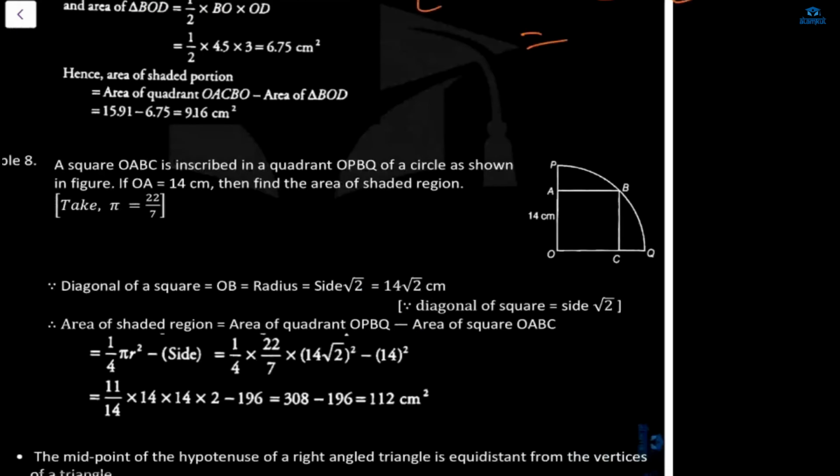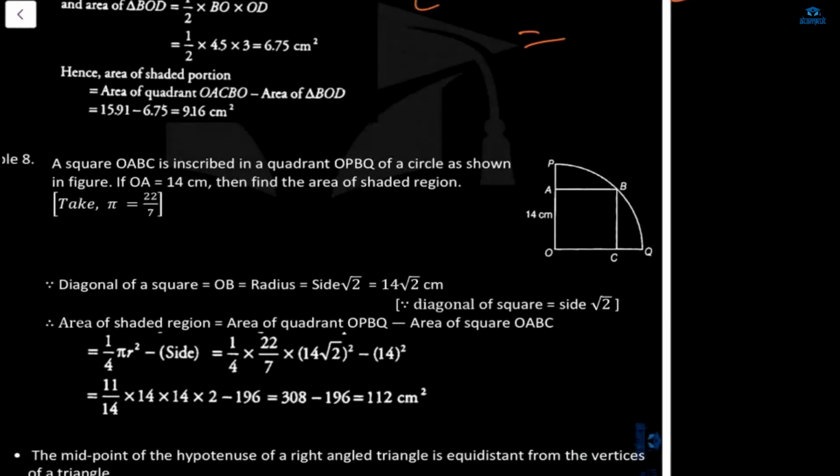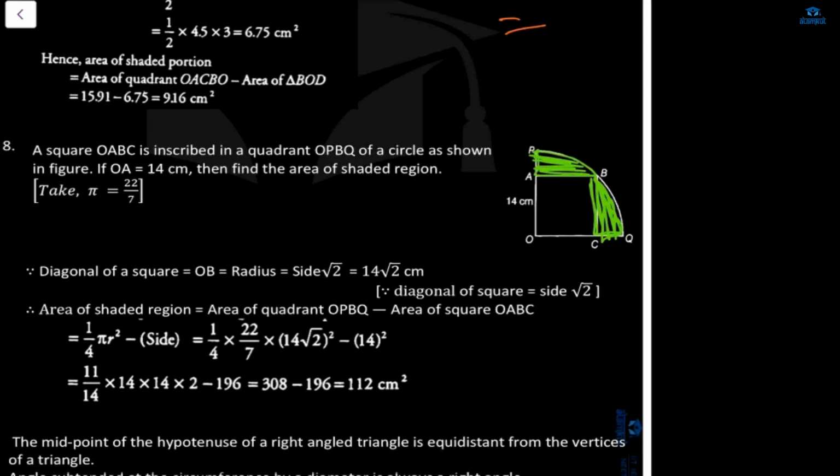Now here, square OABC is inscribed in a quadrant OPBQ of a circle as shown in the figure. OA is equal to 14 centimeter. Again here the shaded portion is this one. So again we need to find out the area of the quadrant, and from that we are going to subtract the area of the square. But here the radius is not given. We need to find out the radius.